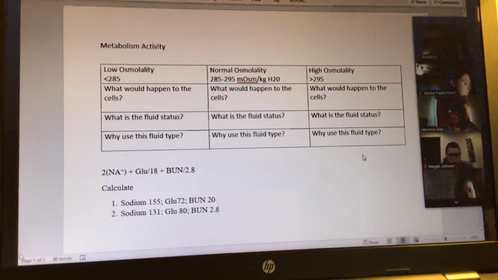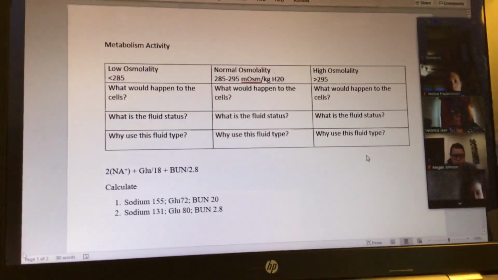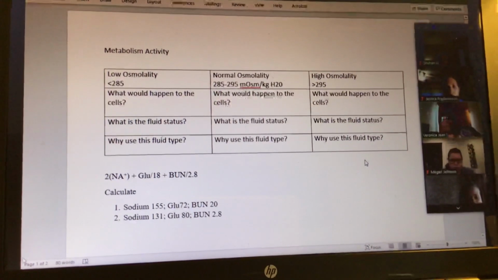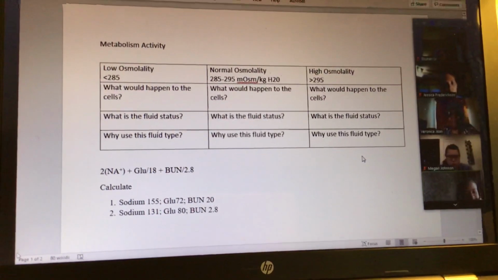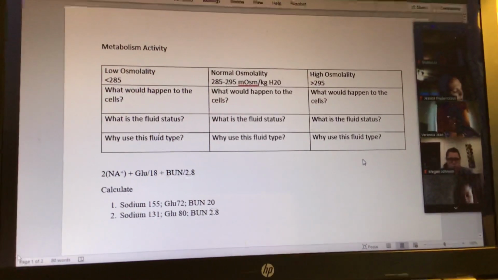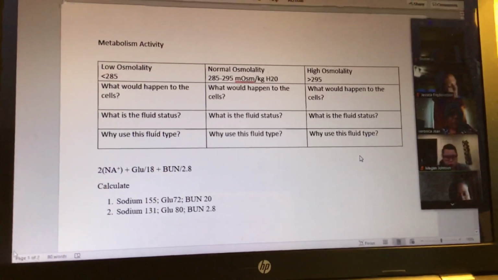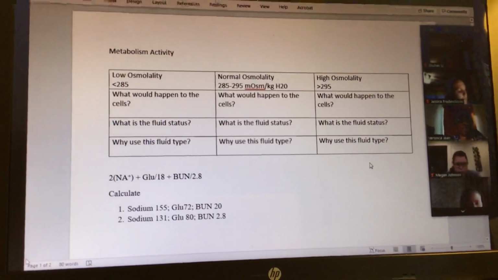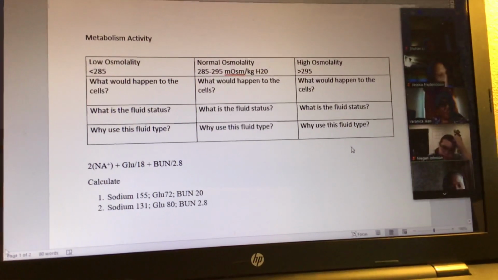All right, Ebony. Back to you. High osmolality. What do you think will happen to the cells? Shrink. With high, it's just to shrink them. There you go. There's your shrinkable cells, right? Because what's happening is the fluid is being pulled out of the cell because there's not enough fluid in the cell. It's too high a concentration of solutes, so it's going to pull out. Okay. So this cell is going to shrink.